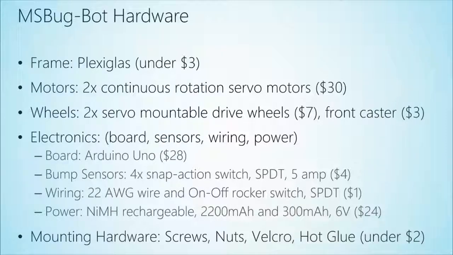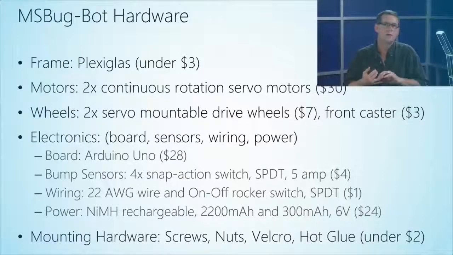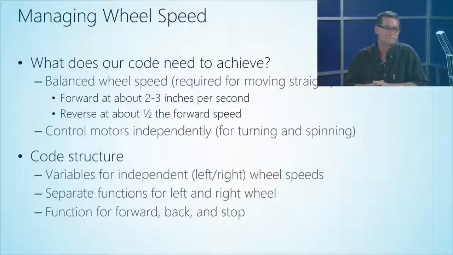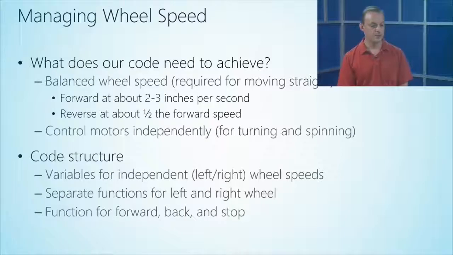And then we just use these wheels, right? You could get wheels that attach. That was pretty cheap too, and they have a caster in the front. For our electronics, we have an Arduino Uno board. We have the bump sensor switches, and then we have some wire and some glue and some different things like that. We have a nickel metal hydride battery, and we actually have 2 of them. But that's it. That's our materials. Short and sweet.